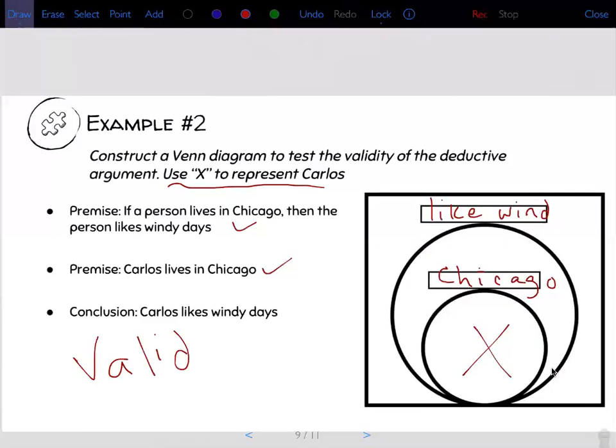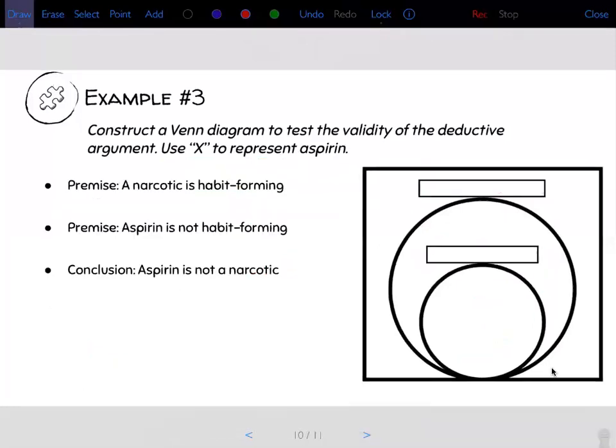We'll do a third example. Our last example says, a narcotic is habit forming. Aspirin is not habit forming. Therefore, aspirin is not a narcotic. So this first premise says a narcotic is habit forming, or in other words, all narcotics are habit forming. So our narcotic is going to go on the inside.